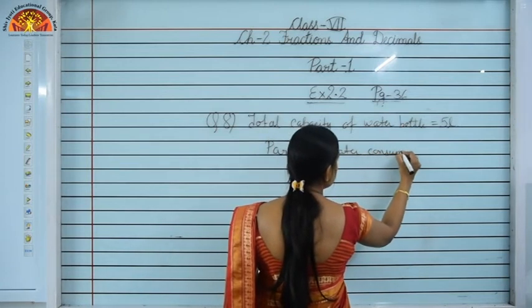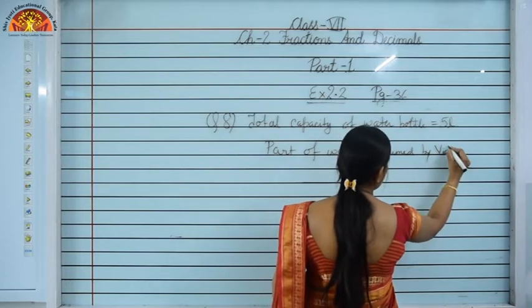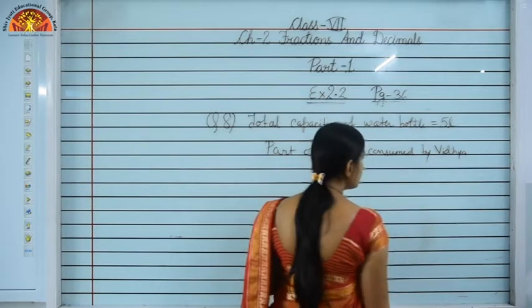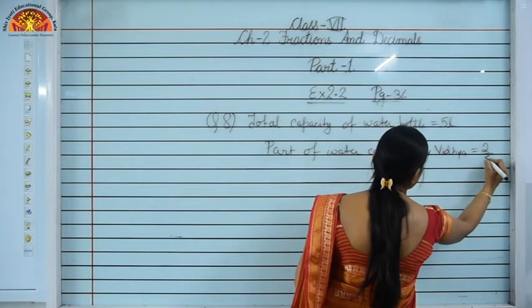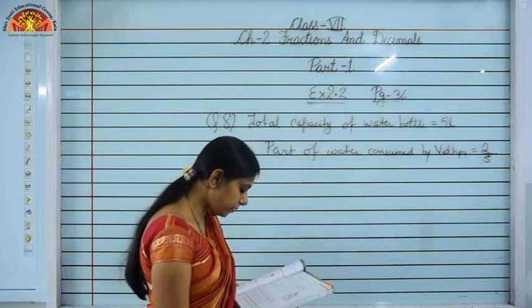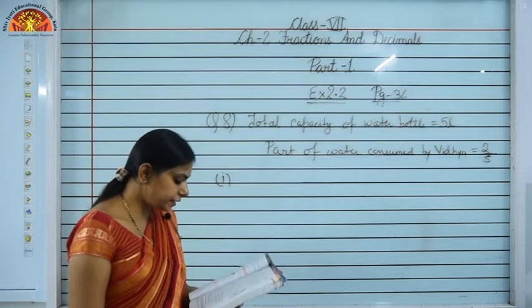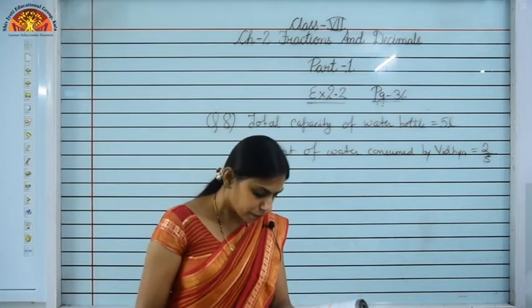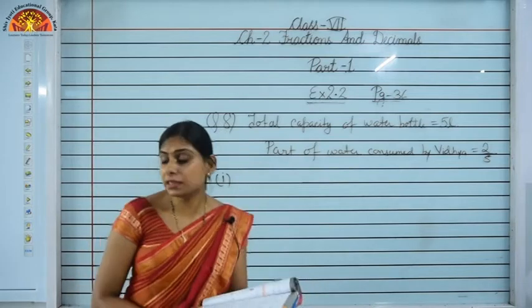So we can just write, the part of water consumed by Vidya. How much water is consumed by Vidya? That is 2 upon 5. So 2/5 part of the water is consumed by Vidya. Okay. Now just see the first part of what you have to solve. You have to determine how much water Vidya drank.